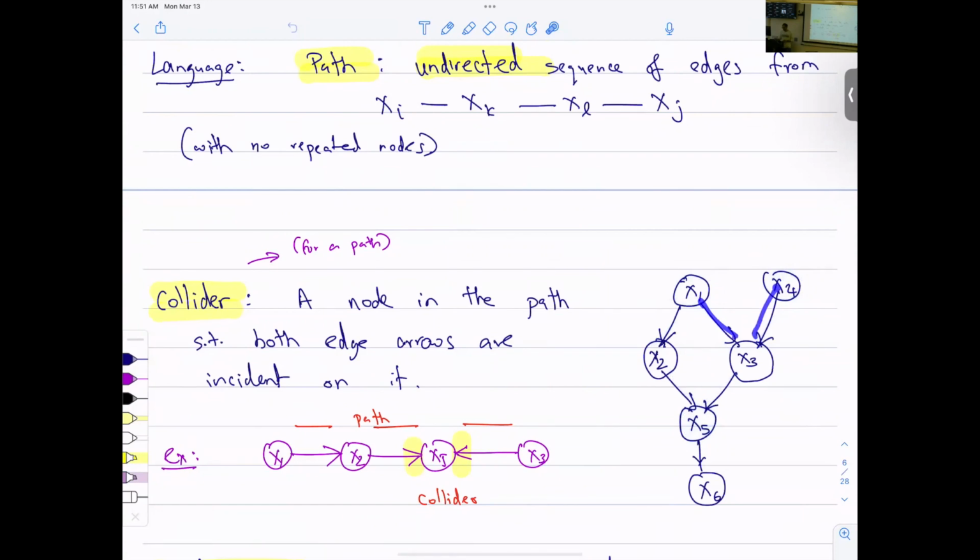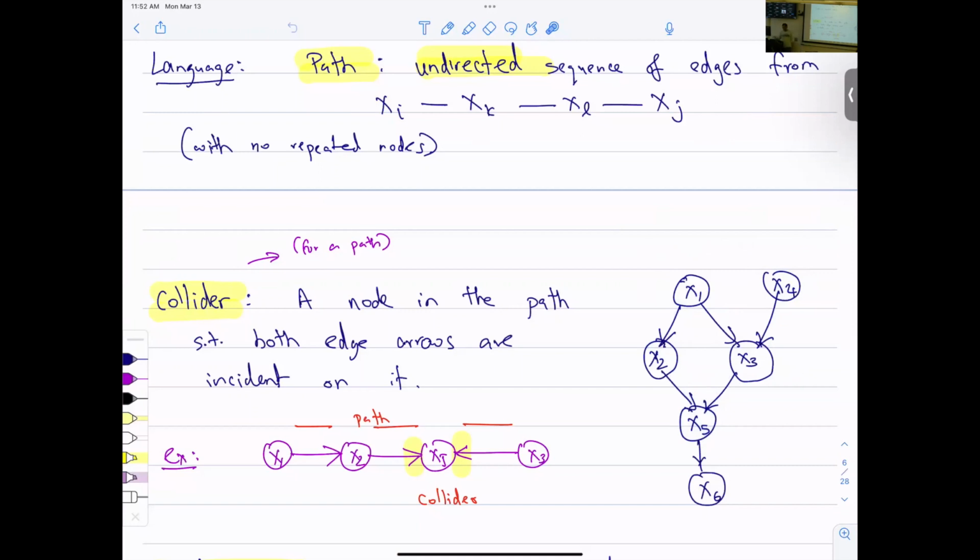So let's first look at this path. On this path, there is no conditioning happening at all. There's a collider, so this path is blocked. Look at this path. On this path, there is a collider, but it has been conditioned. So it's unblocked. Therefore, X1 and X4 are not d-separated conditioned on X5.